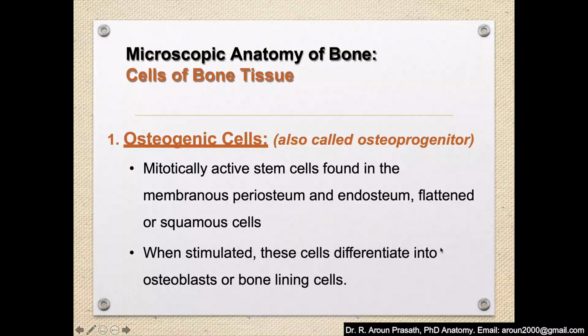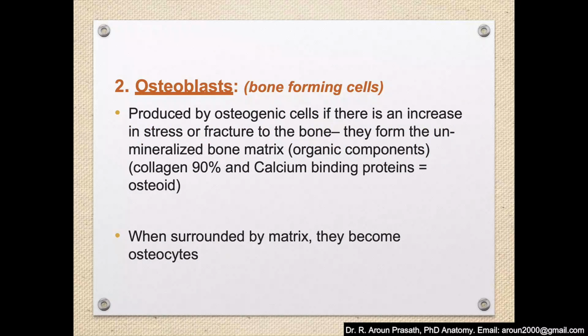Now we will see the cells one by one. The osteogenic cells, also called osteoprogenitor cells, are mitotically active stem cells. From stem cells only everything develops. When stimulated, these cells differentiate into osteoblasts and bone lining cells. Then the osteoblasts, produced by osteogenic cells when there is an increase in stress or fracture of the bone, form the unmineralized bone matrix, that is 90% collagen and calcium binding proteins. When surrounded by matrix, they become osteocytes.